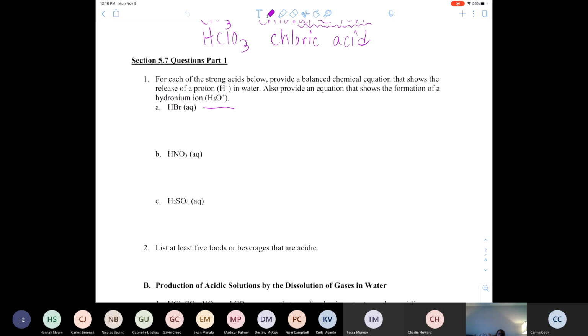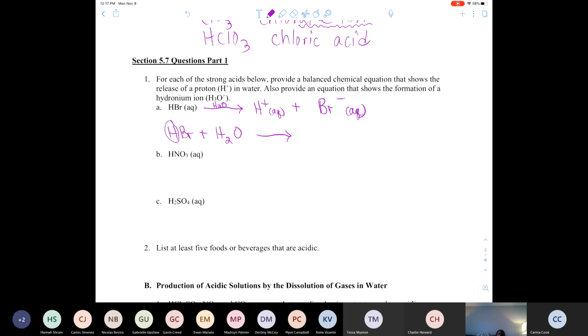So for HBr, it's going to break apart into H+ and Br minus. And then my second equation that shows the formation of the hydronium ion, I actually show it reacting with the water. The proton, H plus, is going to get donated to the water to form H3O plus. And I still have my bromide ion as well. So I'm going to let you finish B and C, doing those the same way I did part A.